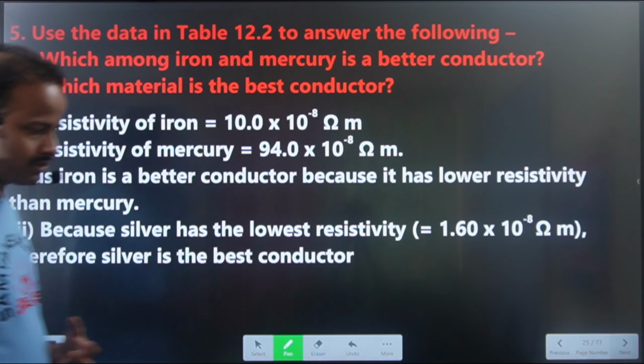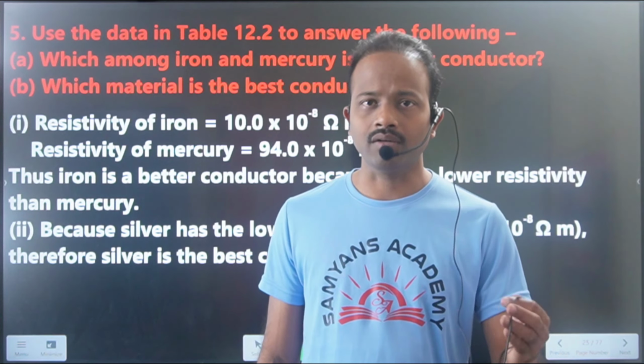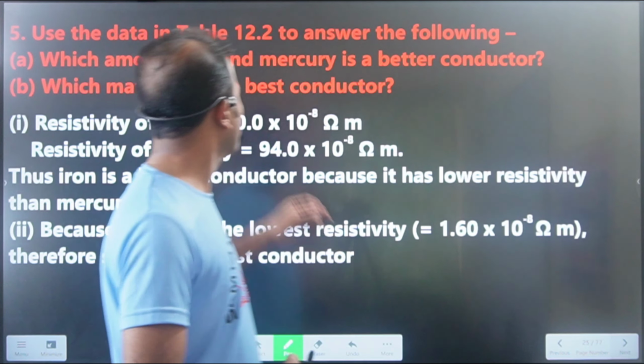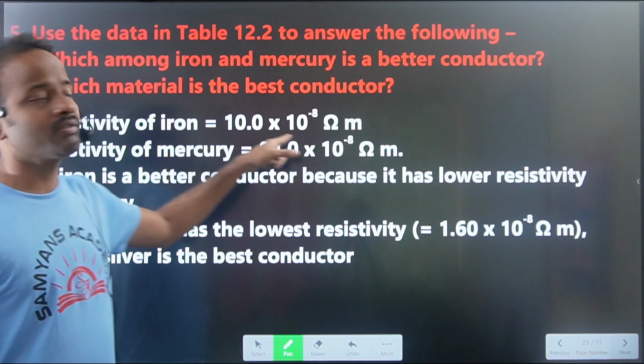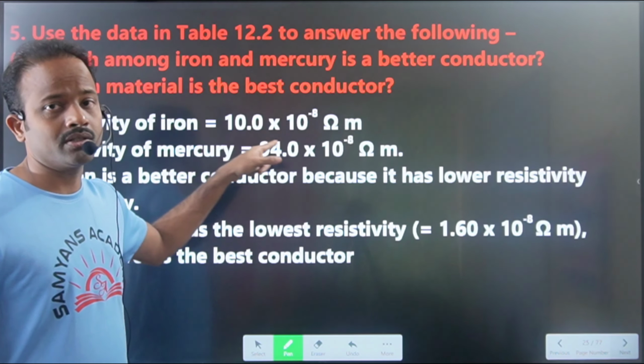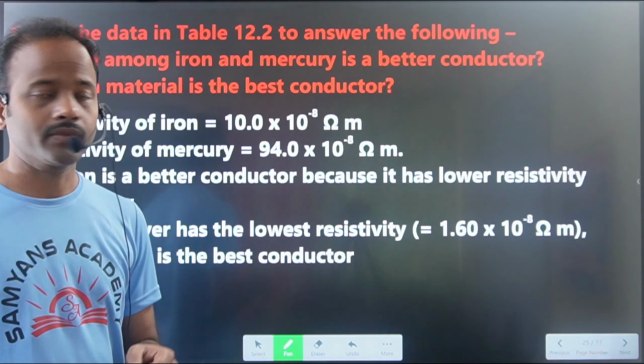Okay, so here we have to compare the two metals. Here iron is there and one more metal is mercury. Mercury is a liquid metal. Then what is the resistivity of the iron here? By using the table, 10 into 10 to the power of minus 8 ohm meter, right?